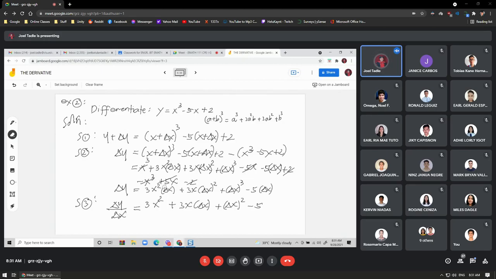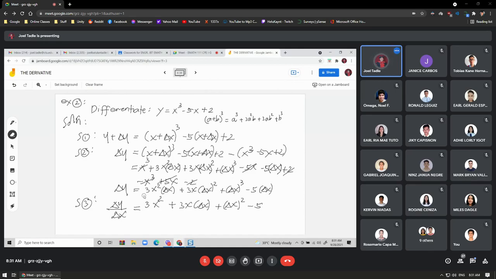Negative 5x plus positive 5x is 0. The 2 also cancels out, 2 minus 2 is 0. So the remaining expression is 3x squared times delta x plus 3x times delta x squared plus delta x cubed minus 5 delta x. So that is our delta y.